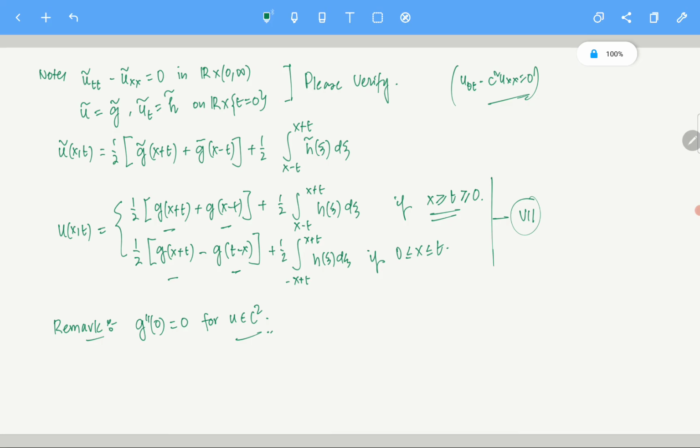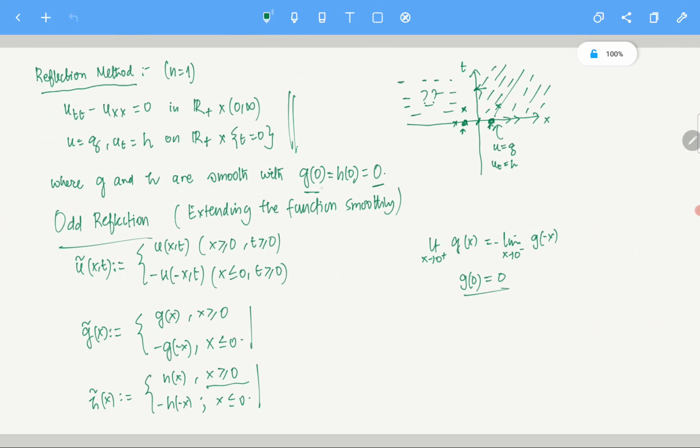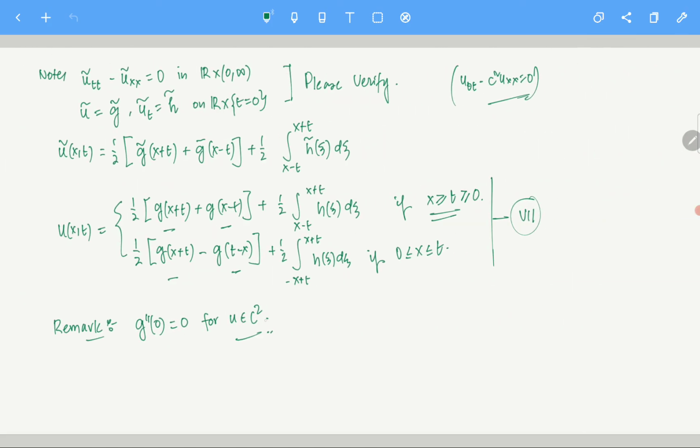The conditions we need for this solution to exist are g of 0 equals h of 0 equals 0, and g double prime of 0 equals 0, for u to be in C2. Otherwise this is the solution. Generally we always assume g double prime of 0 to be 0, because we want our solution to be C2. Okay, so we end it here.